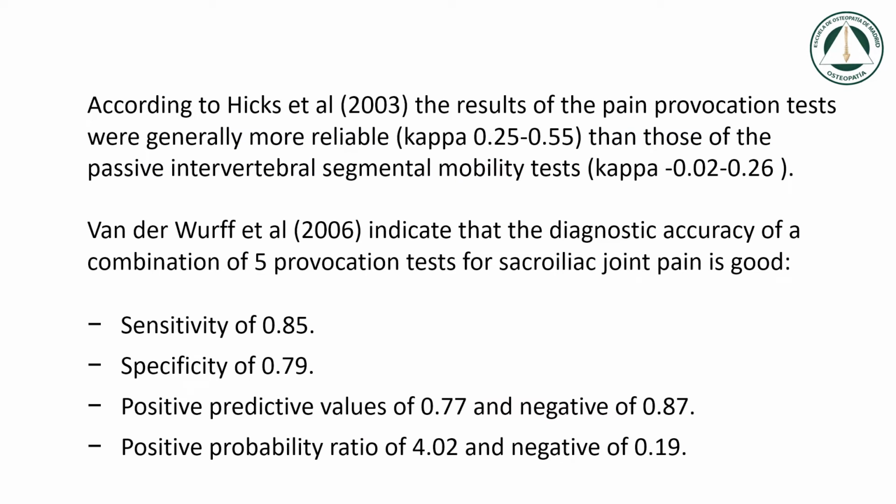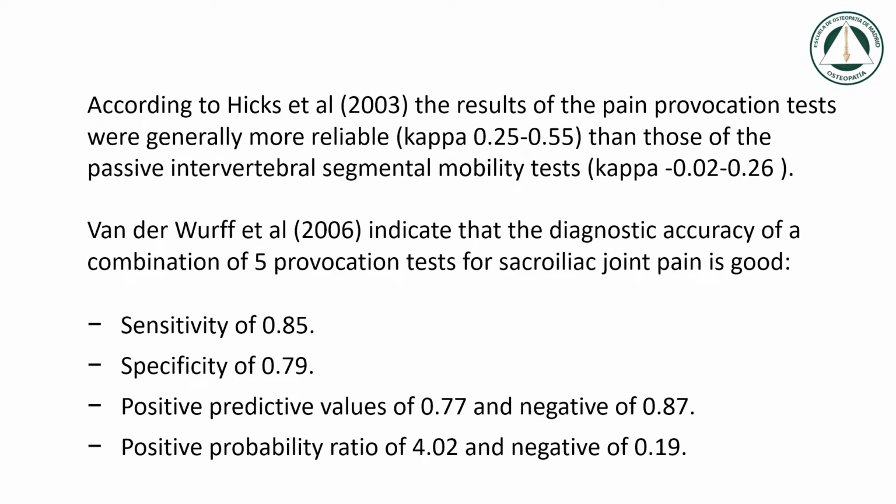According to Hicks et al. 2003, the results of the pain provocation tests were generally more reliable, kappa 0.25 to 0.55, than those of the passive intervertebral segmental mobility tests, kappa minus 0.02 to 0.26.